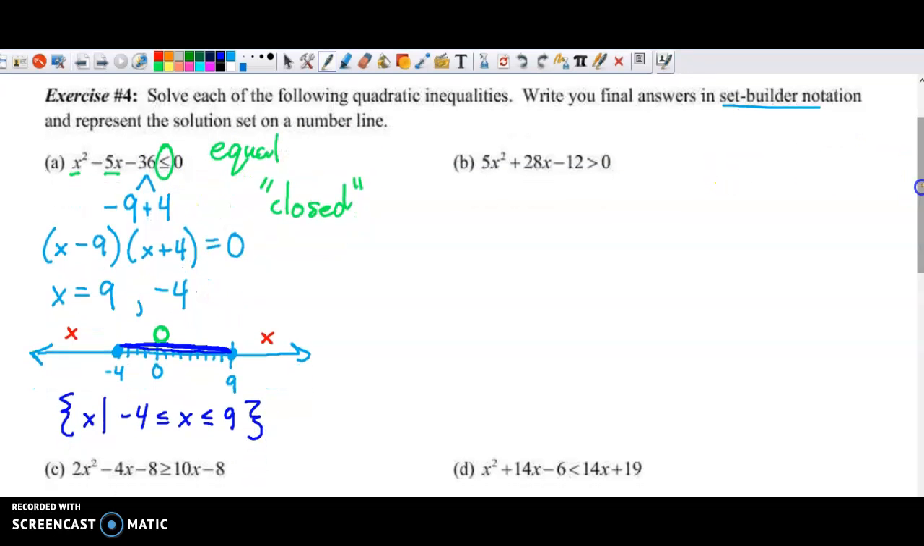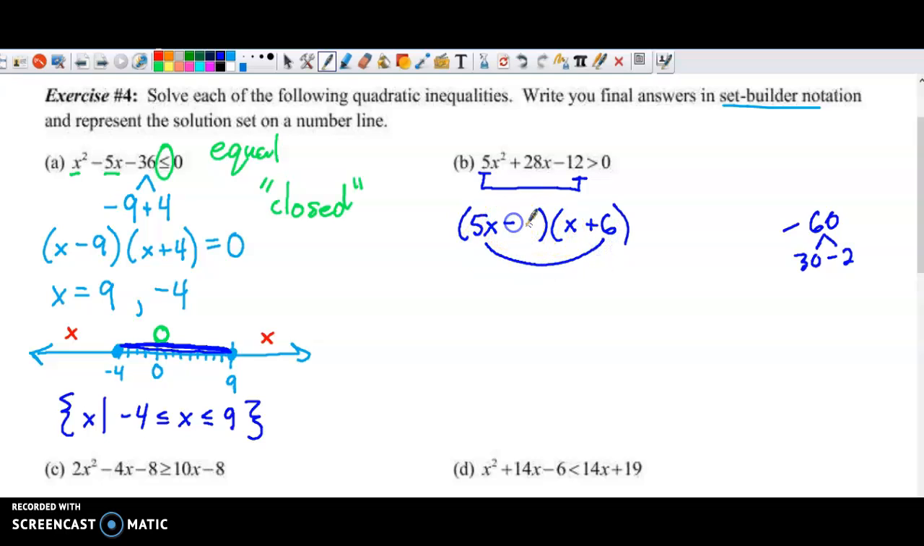Oops. So I can do the same thing with the next one. A little bit trickier though, but if you do your AC method, 5 times negative 12 is negative 60. Whoops, negative 60. And then I would just do 30 minus 2. And in my head, the way I think about it is just finding out that it's 5x and x. And the way to get to 30 is if I had plus 6 here, so I'm foiling, and then a minus 2 here, and it will work.